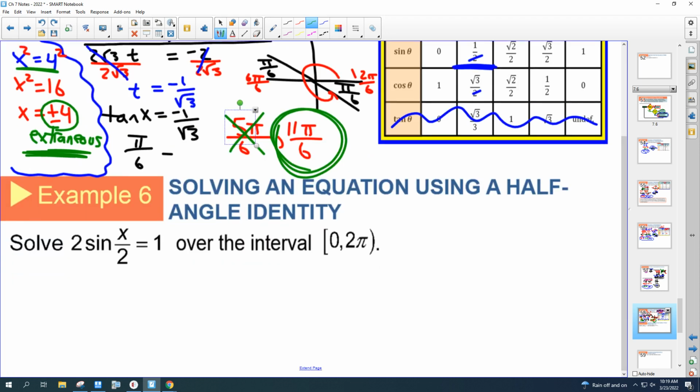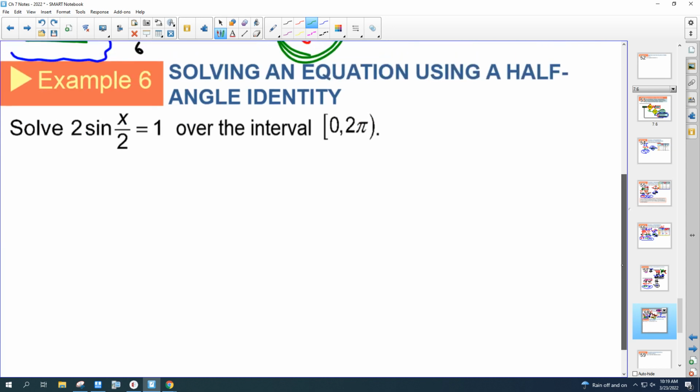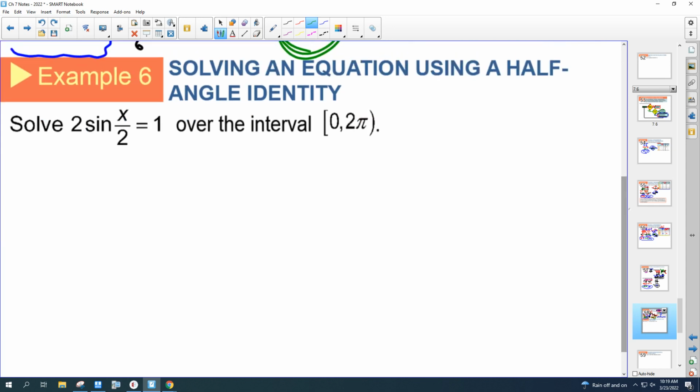Okay, number 6. When I look at this problem, I only see one variable, so I'm expecting to be able to isolate. You could also do an identity. If you look at the board, it looks like 6A, the half angle identity. But to me, I'm just going to isolate. Now this one's pretty tricky though, because of this half angle. This half angle makes us do something weird and something different.